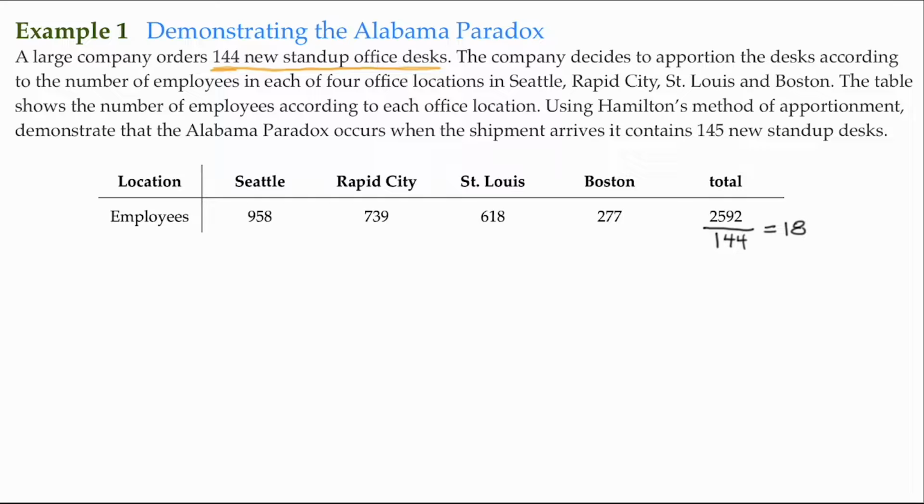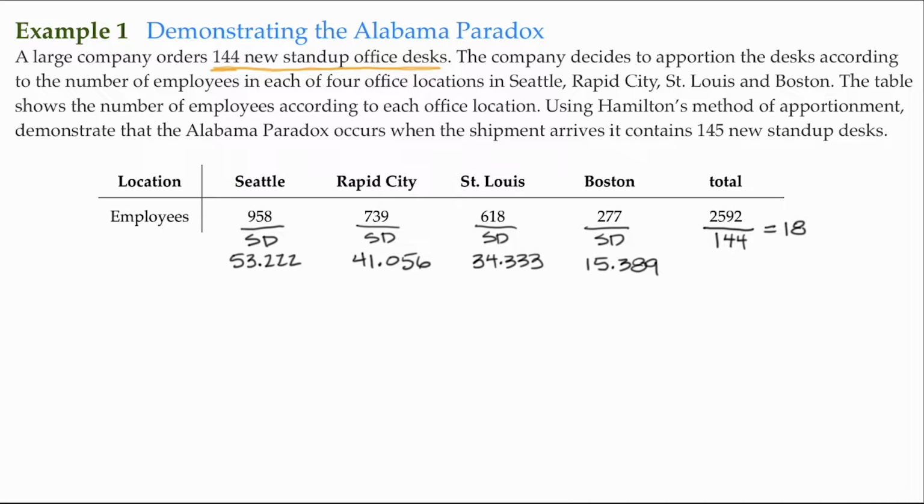Then, of course, we find the standard quota for each subgroup. So we'll divide this by the standard divisor. And this is approximately 53.222. Do the same for Rapid City. Divide this by the standard divisor. And its standard quota is 41.056. Do the same here. And this winds up being 34.333. And finally for Boston, its standard quota is 15.389. And 3 decimals will be plenty for these examples.